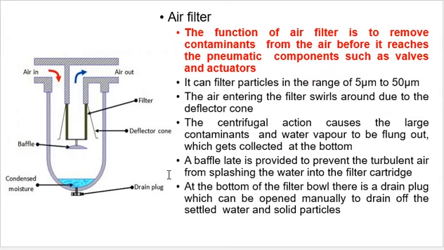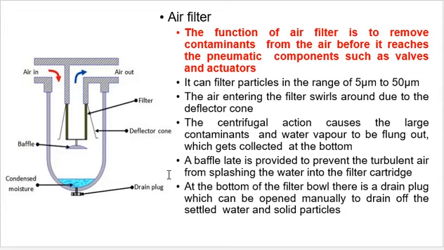Then if you talk about the various components used in the pneumatic system, the first and very important component is the filter. The function of the air filter is to remove the contaminants or impurities from the air before it reaches the pneumatic components such as valves and actuators. The filter acts as a secondary air treatment component after the compression of the air, which has to be filtered out first and then enters the various components.